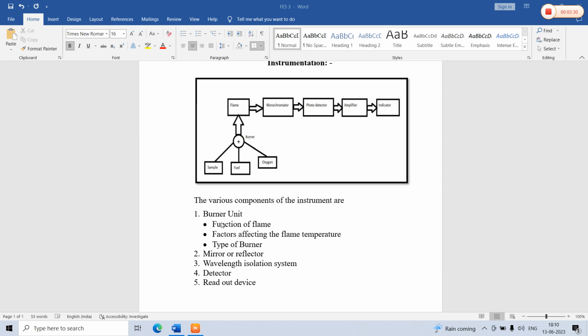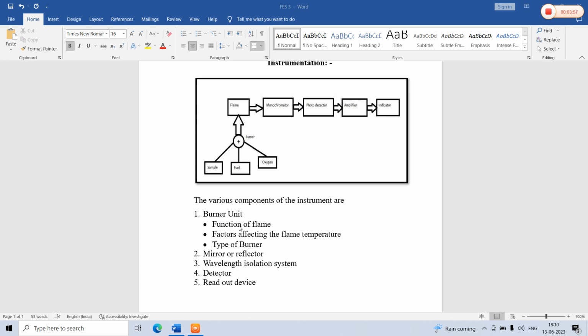The flame photometer includes a burner which is utilized for burning the sample solution and exciting the atoms produced in the flame after burning. So the role of the burner is of two types: firstly, to decompose or burn the sample solution, and secondly, to excite the atoms present in that flame.